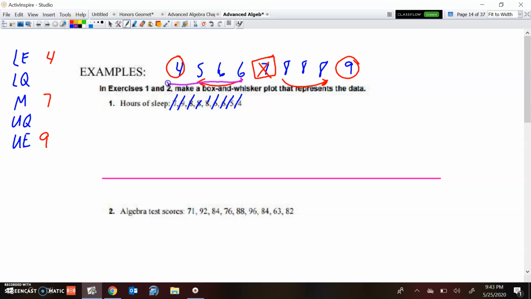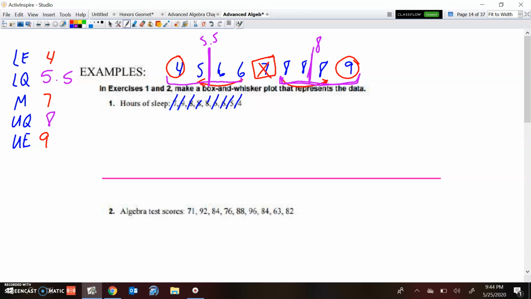So of these 4 values, what's the middle? It's going to be right here, which is 5.5. Okay, so if a number doesn't show, then we just find the average of those two. Same here, the middle of these is going to be 8. Okay, and now I can go ahead and put this on a number line.